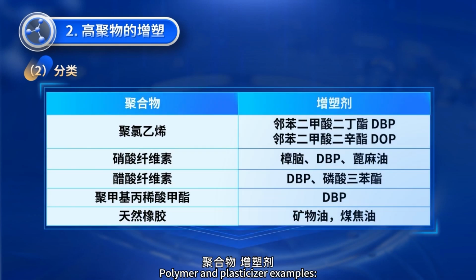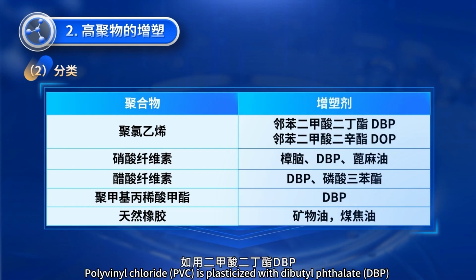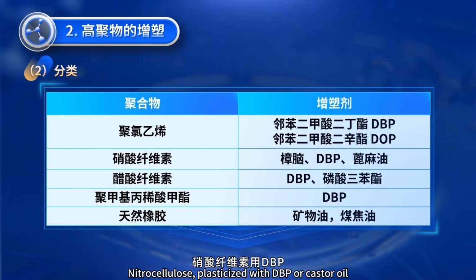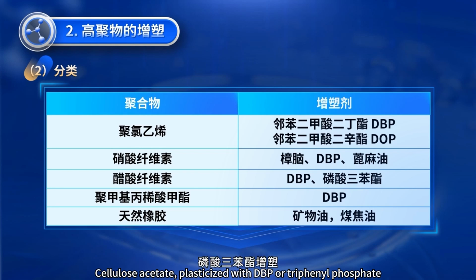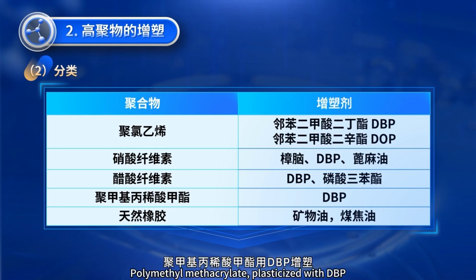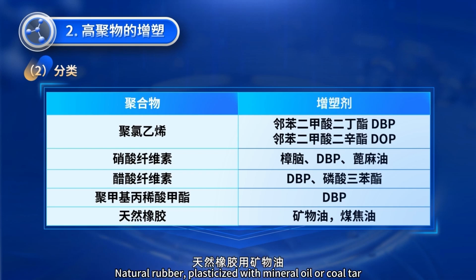Polymer and plasticizer examples. Polyvinyl chloride, PVC, is plasticized with dibutyl phthalate, DBP, or dioctyl phthalate, DOP. Nitrocellulose, plasticized with DBP or castor oil. Cellulose acetate, plasticized with DBP or triphenyl phosphate. Polymethyl methacrylate, plasticized with DBP. Natural rubber, plasticized with mineral oil or coal tar.